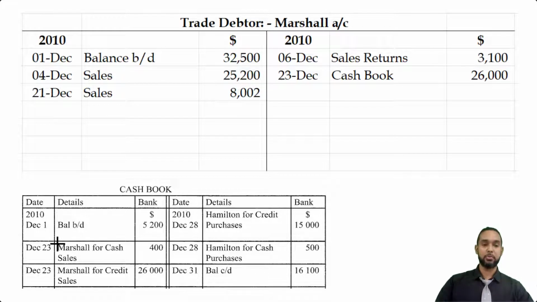Now, why are we not recording the cash sales? Well, if Marshall made cash sales, the double entry would simply be to debit cash book and credit sales. Marshall's account would not be involved, okay? So that's why this item here is not going inside of Marshall's debtors account in the sales ledger.